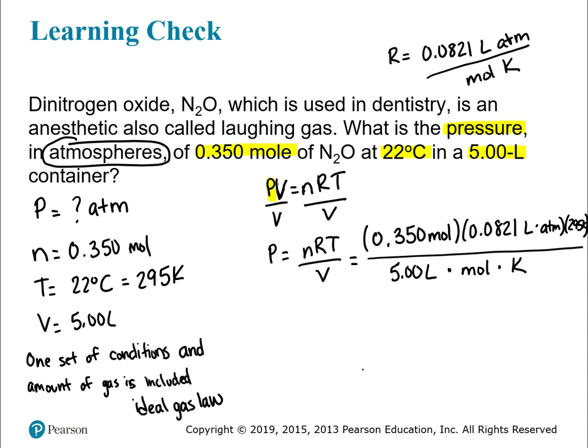Now that we've got all our units and numbers put into place, we can prove to ourselves that we're going to end up with atmospheres. All of your units should cancel except for the units for pressure, which in this case are atmospheres. When you do the math, you should get 1.70 atmospheres. The big key to this problem is 1, identifying that you need to use the ideal gas law, and 2, using the correct gas constant.